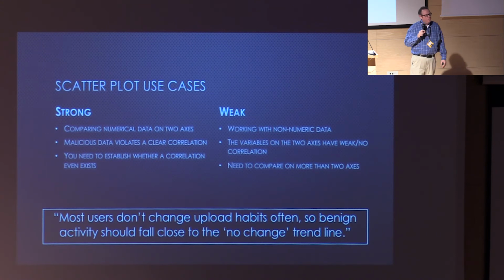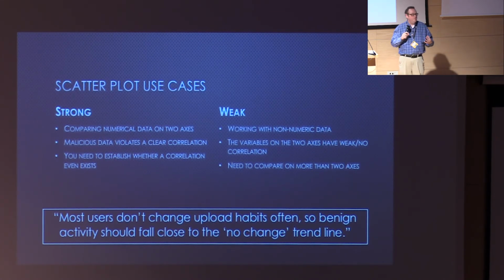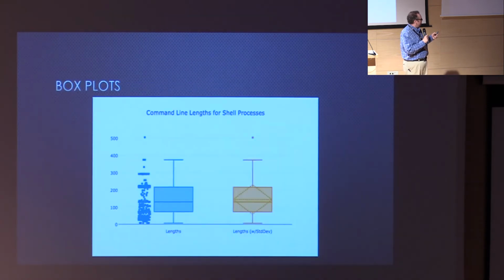So again, here's a kind of ideal problem statement for one example of why you would use a scatterplot. Most users don't change upload habits often, so benign activity should fall close to the no change line, right? This one's a little more open-ended than the stat counting version, but in general, the closer you are to a statement like this, the more likely it is that scatterplots are going to be good for you. All right, that was the end of the science class review of scatterplots.